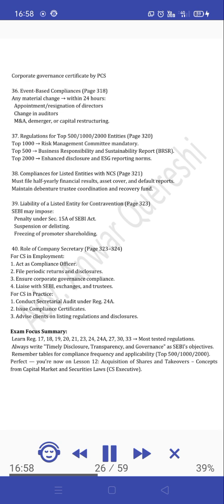38. Compliances for listed entities with NCS, page 321. Must file half-yearly financial results, asset cover, and default reports. Maintain debenture trustee coordination and recovery fund.